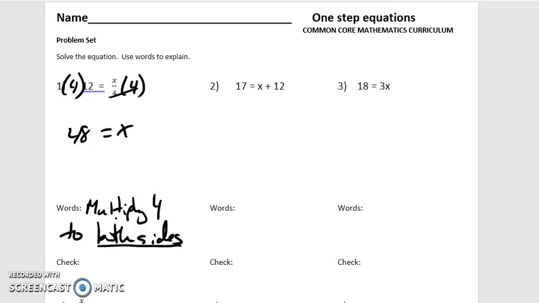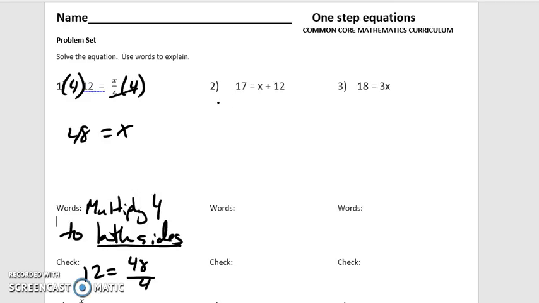And then when we check, we go back to the original problem. 12 equals, and instead of x, I want 48. So is 48 divided by 4 really equaling 12? Yes, it does. All right, so on to question number 2.